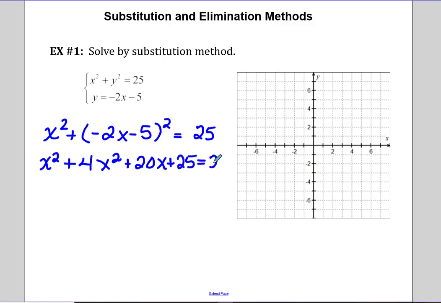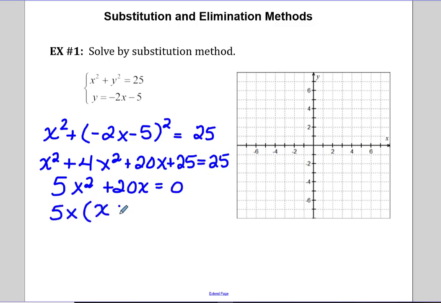And collecting like terms on the left-hand side will give us 5x squared plus 20x. And factoring out a 5x from each of the two terms leaves us with 5x times the quantity x plus 4. So we have a potential solution when x is 0 or when x is negative 4.